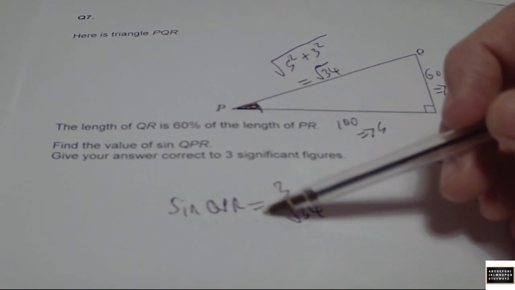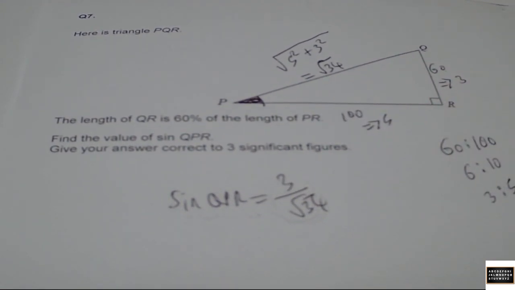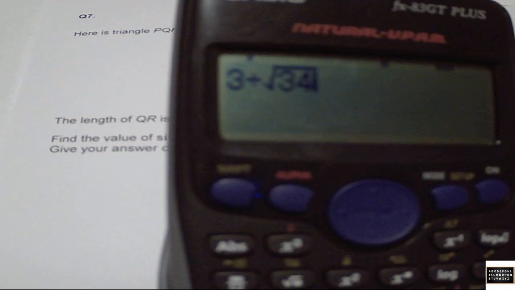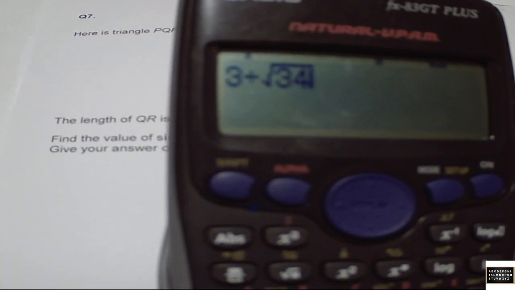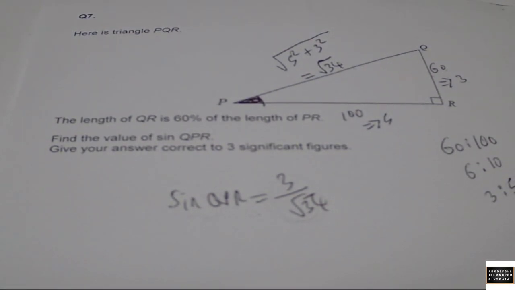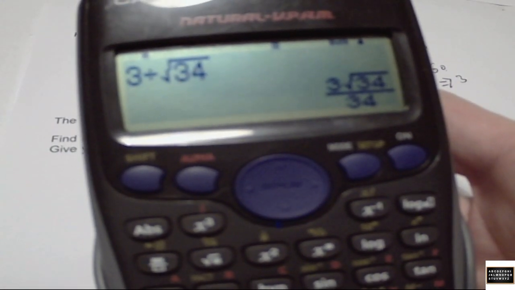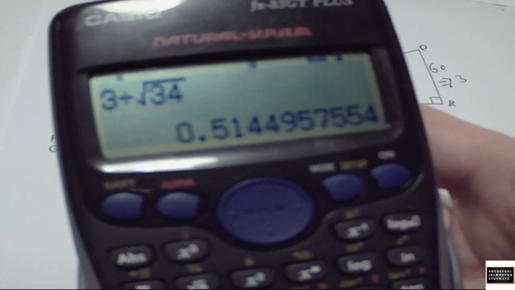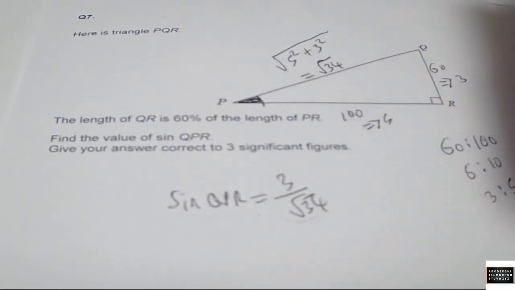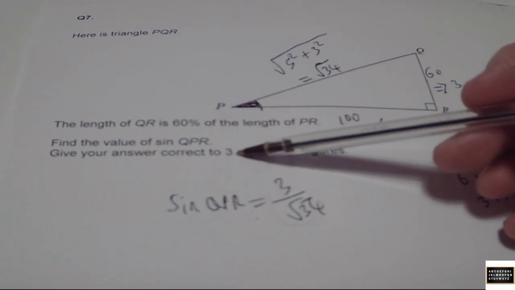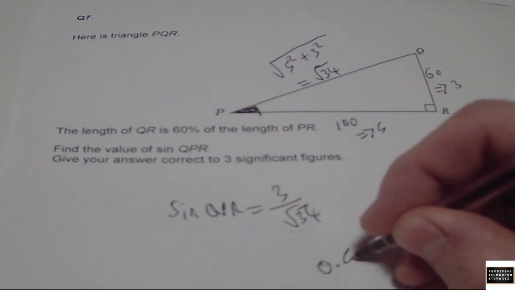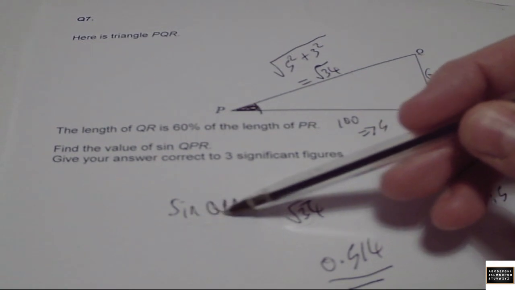So all you've got to do is take your calculator and work out what 3 over root 34 actually is. Modern calculators are pretty good at working out these things. I'm just going to show you on the calculator real quick what I've typed in. So 3 divided by root 34. Apologise for the screen flicker there. You get this horrible fractional answer, but if you press SD, which I'm going to show you here, that gives you 0.514. We stop at 0.514 because this question particularly asked for 3 significant figures. So 0.514, that is what sine QPR is.